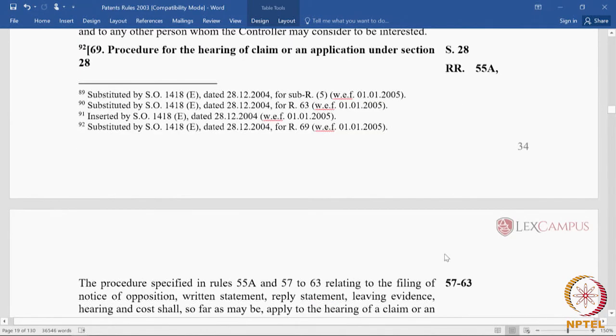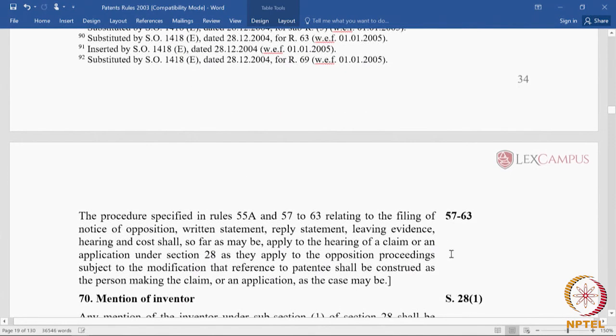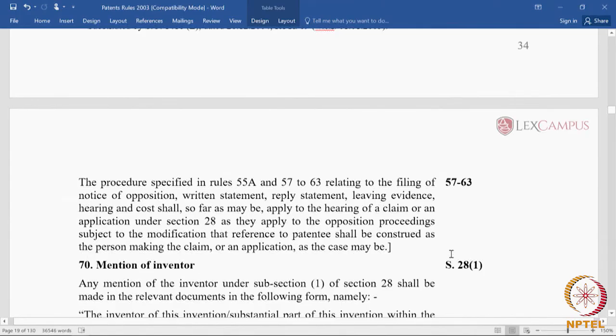Rule 69: procedure for hearing of claim or an application under section 28. The procedure specified in rules 55A and 57 to 63 relating to filing of notice of opposition, written statement, reply statement, leading evidence, hearing and cost shall, so far as may be, apply to the hearing of a claim or an application under section 28 as they apply to opposition proceedings, subject to modification. That reference to patentee shall be construed as the person making the claim or an application, as the case may be. Now, there is a general rule that we need to bear in mind.